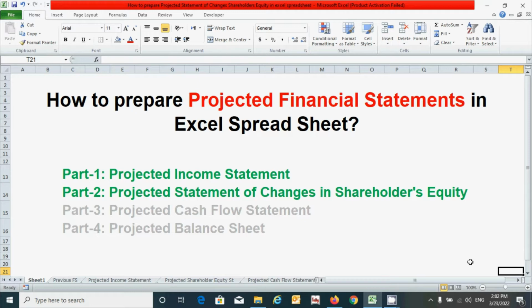In today's video, we will learn how to prepare the projected statement of changes in shareholder equity. We already did the first part, that is the projected income statement. If you have not watched it, please watch that video first, then you can understand this part. The link is in the description below. So let's start to prepare the projected statement of changes in shareholder equity.